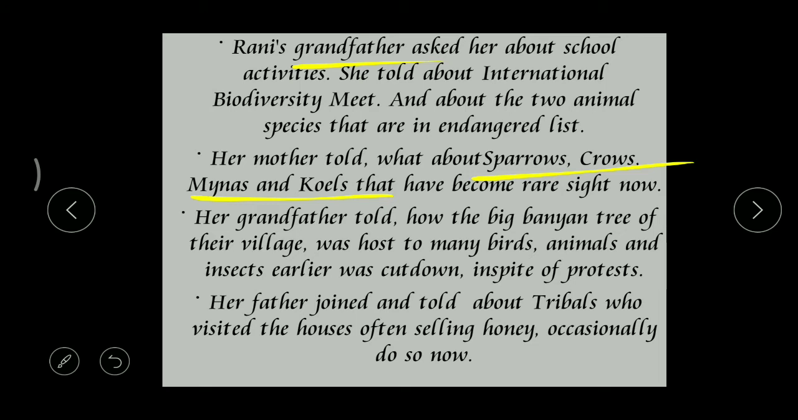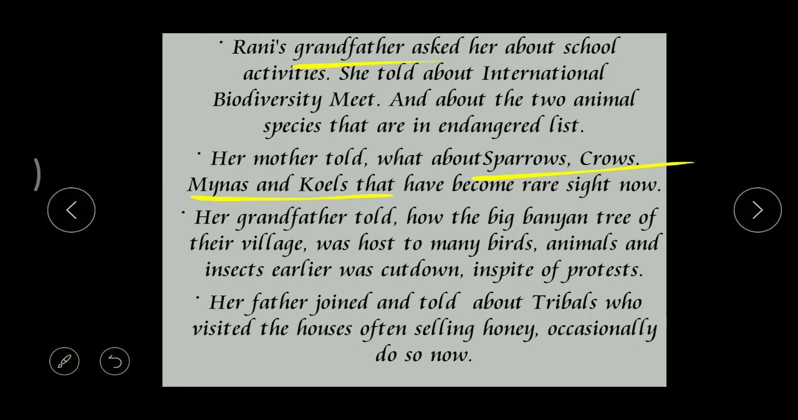At the same time, the grandfather also said, in our village there was a big banyan tree. Even nowadays we can find in some villages, in the middle, a very huge banyan tree, and the old people assemble there and chit chat with each other, right?